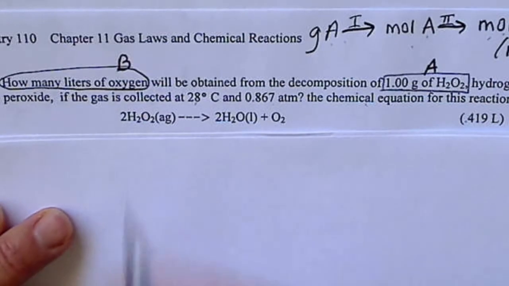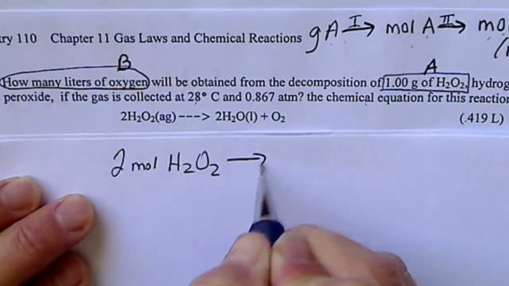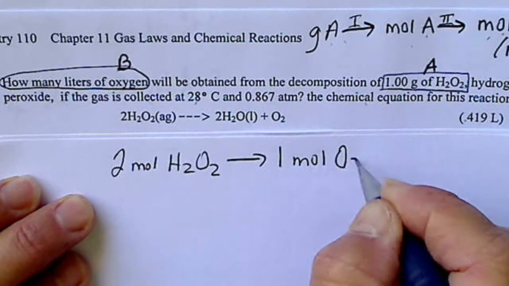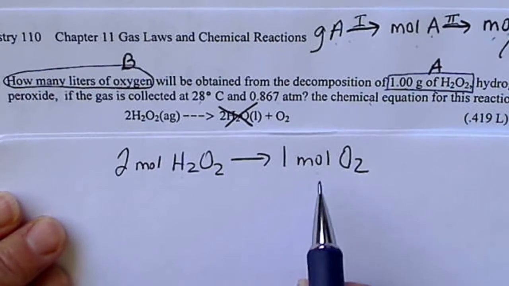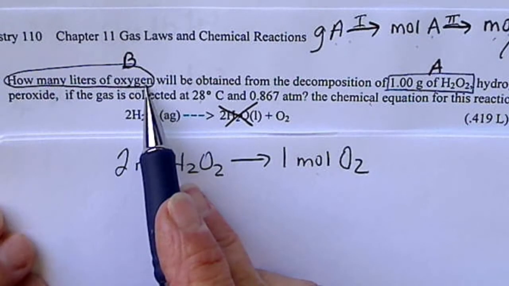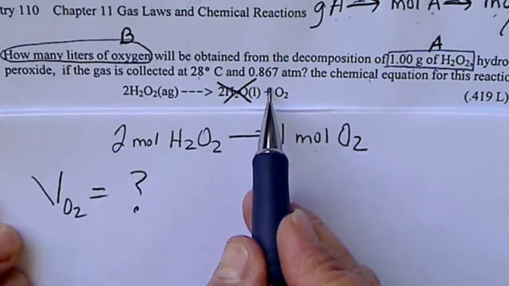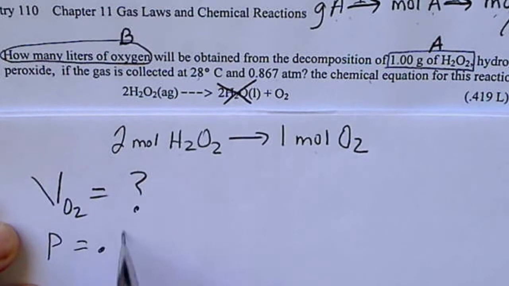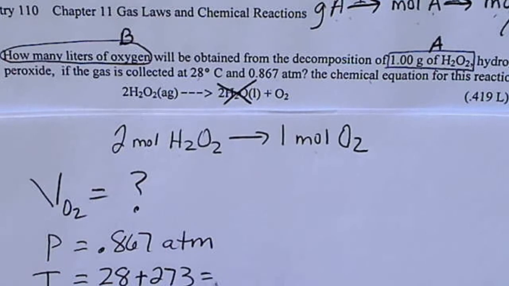And so here is our balanced chemical equation, and we've got 2 moles of H2O2, and that makes 1 mole of O2. So we do not need any information about the water. This we're going to use for the balanced equation step. And if we look at the problem, we're asked for a volume of oxygen gas. So volume of O2 is what we're after. The problem gives us a pressure and a temperature. So the pressure is in the correct unit, 0.867 atmospheres, and the temperature needs to be put in degrees Kelvin. So we're going to add 273 to that. 28 plus 273, so this will be 301 degrees Kelvin.